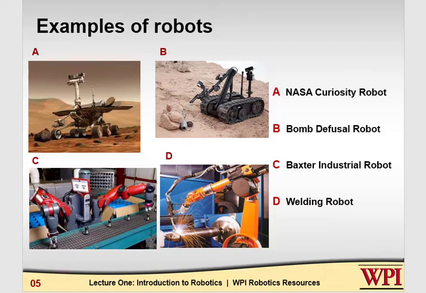It needs to plan how to pick the object and where to place it. Once a plan is defined, the robot has to move its arms to complete the task. Finally, we see in D a very common type of industrial robot, which is used for welding.